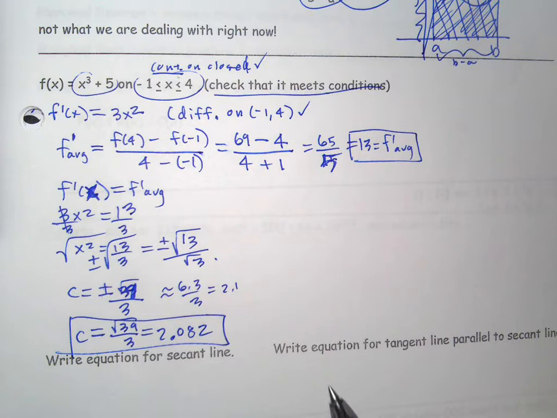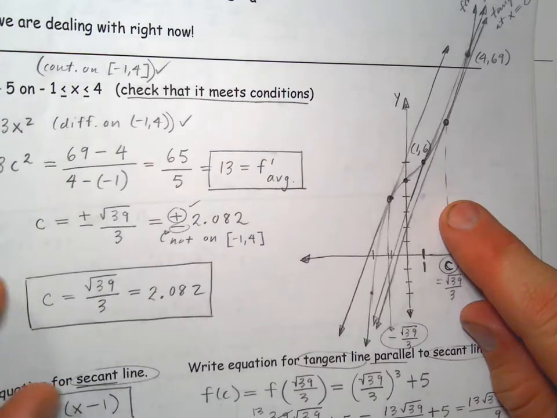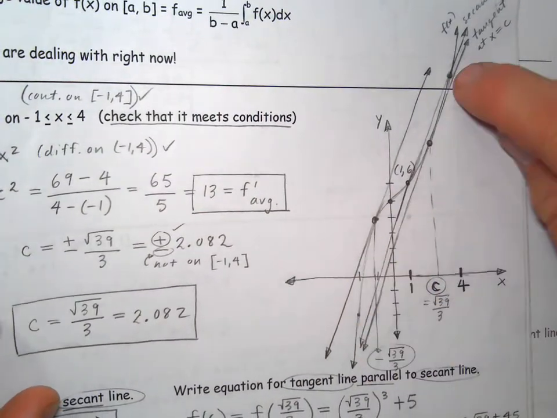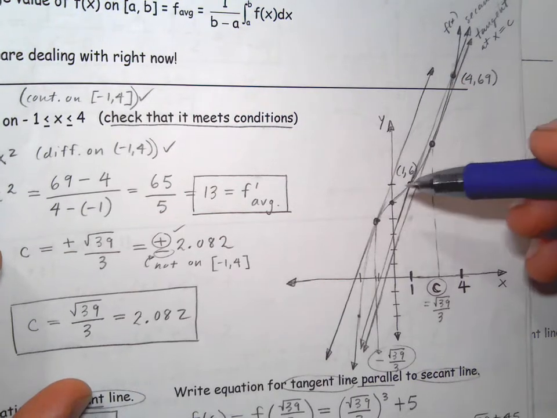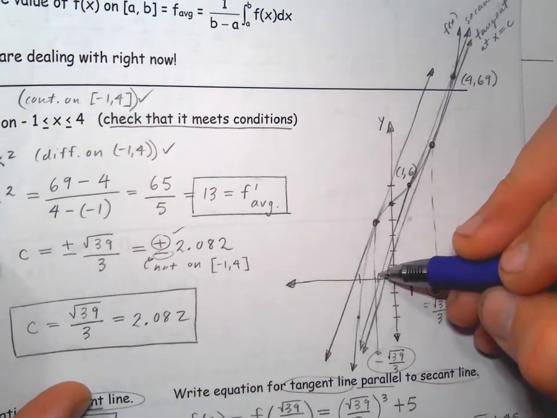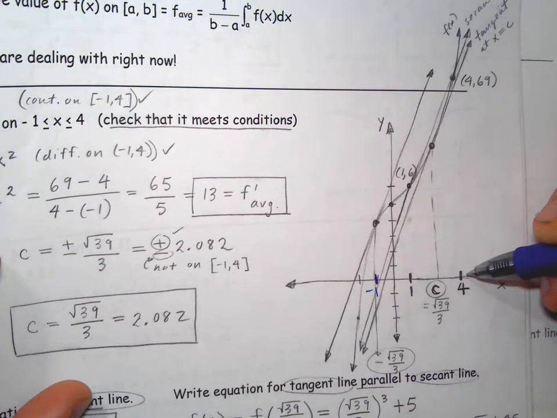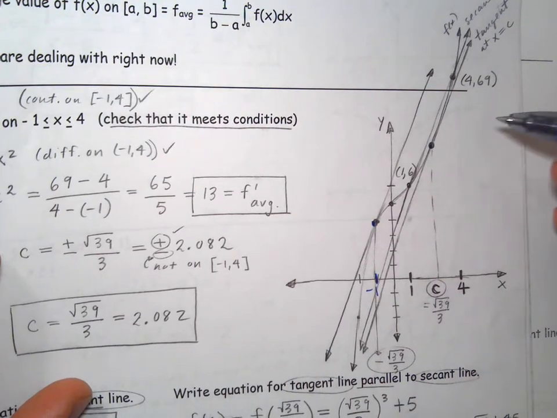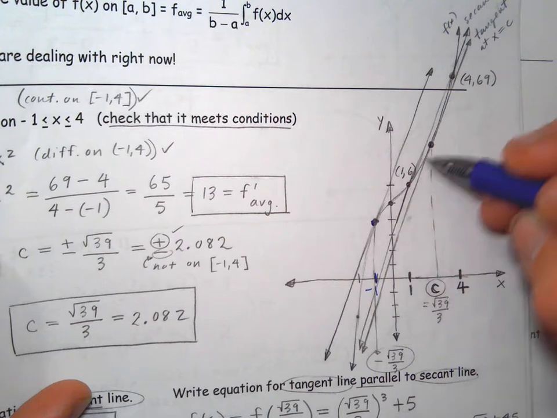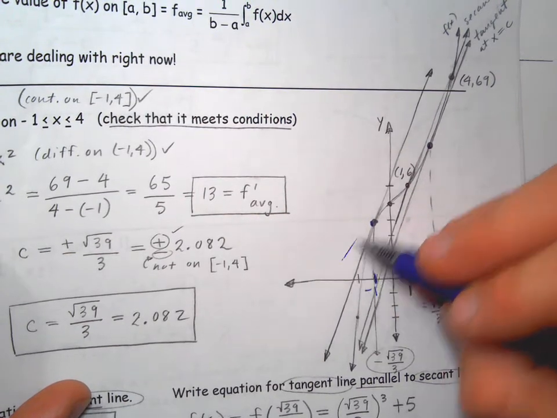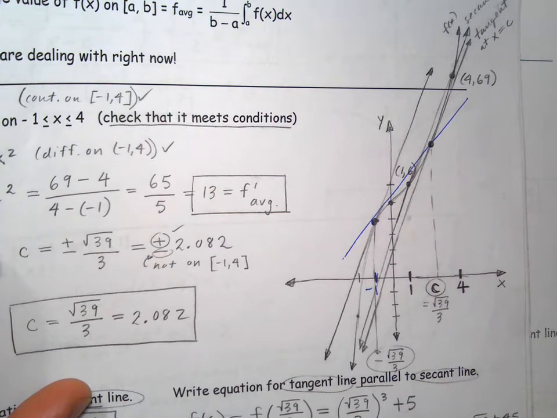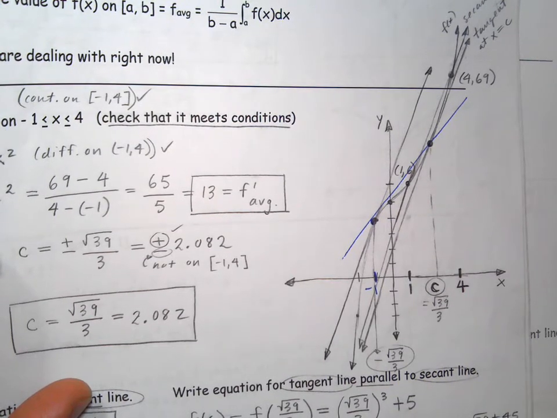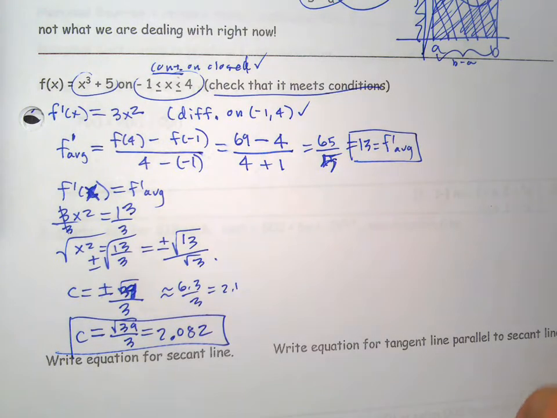Now, just to give you a quick idea what's going on here, this is a picture of the graph. It's a cubic. And we're saying we just want to look from negative 1 to positive 4. These are the endpoints that we're using right here. And the line connecting them is your average slope. I think I might have messed that up, but okay.